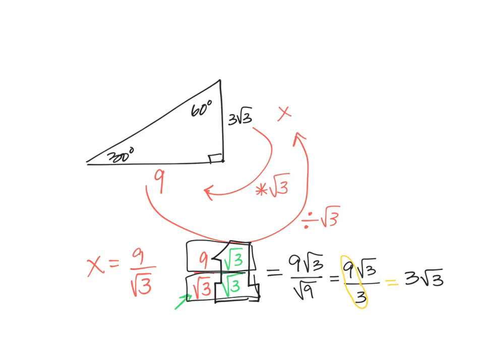The beauty is once I have the short side, I can always find the hypotenuse by multiplying times 2. So I know the hypotenuse would be 6 square root of 3.